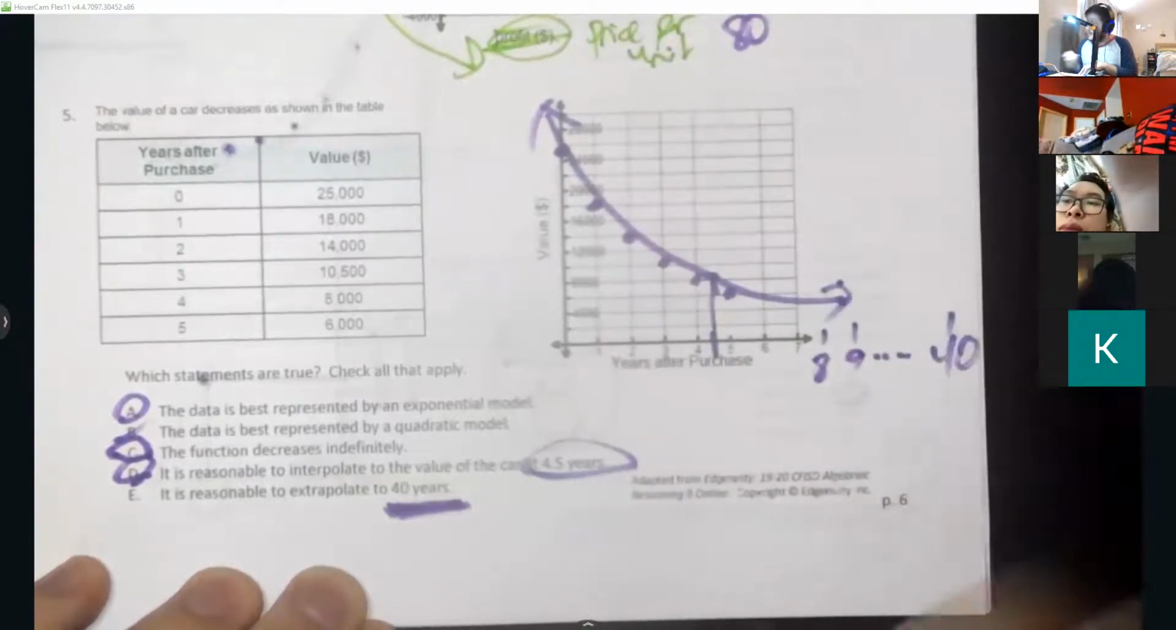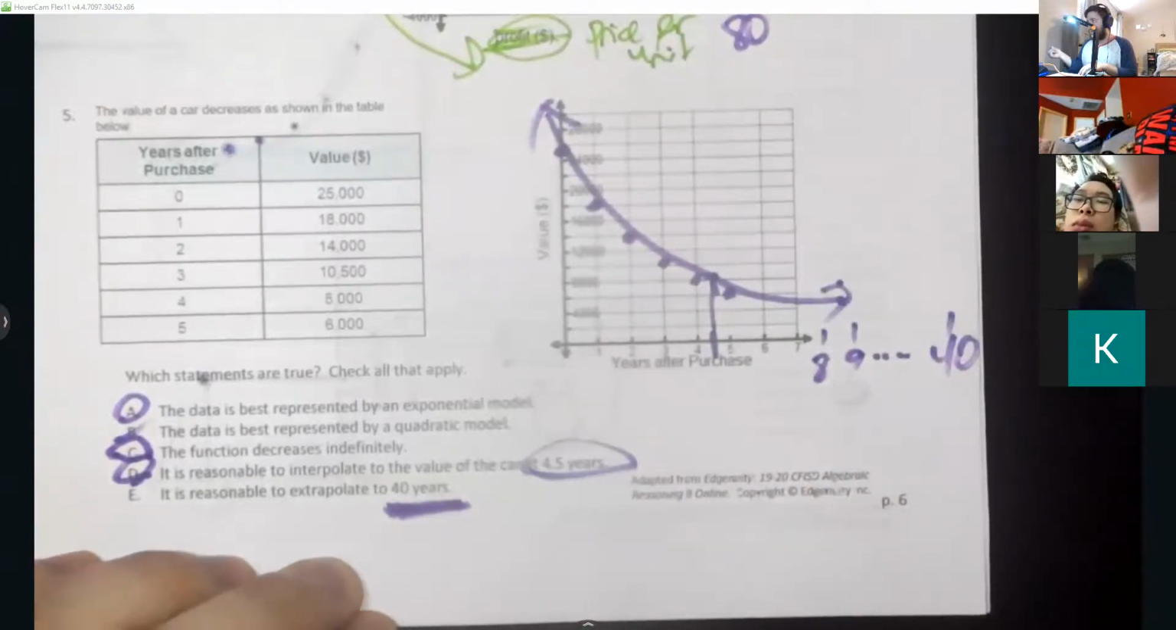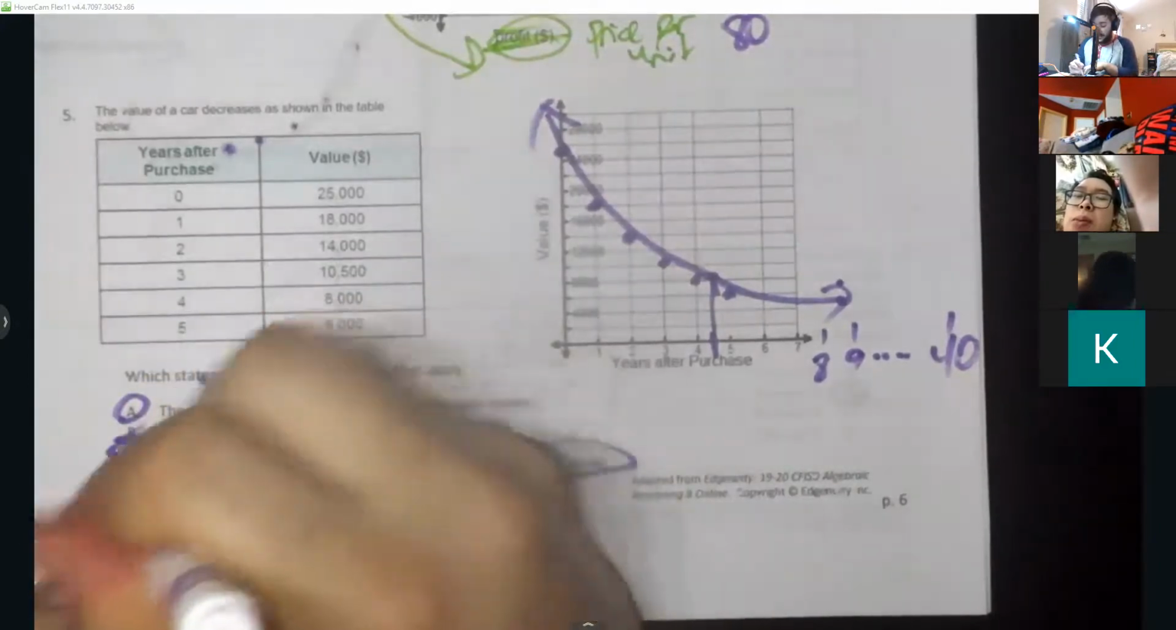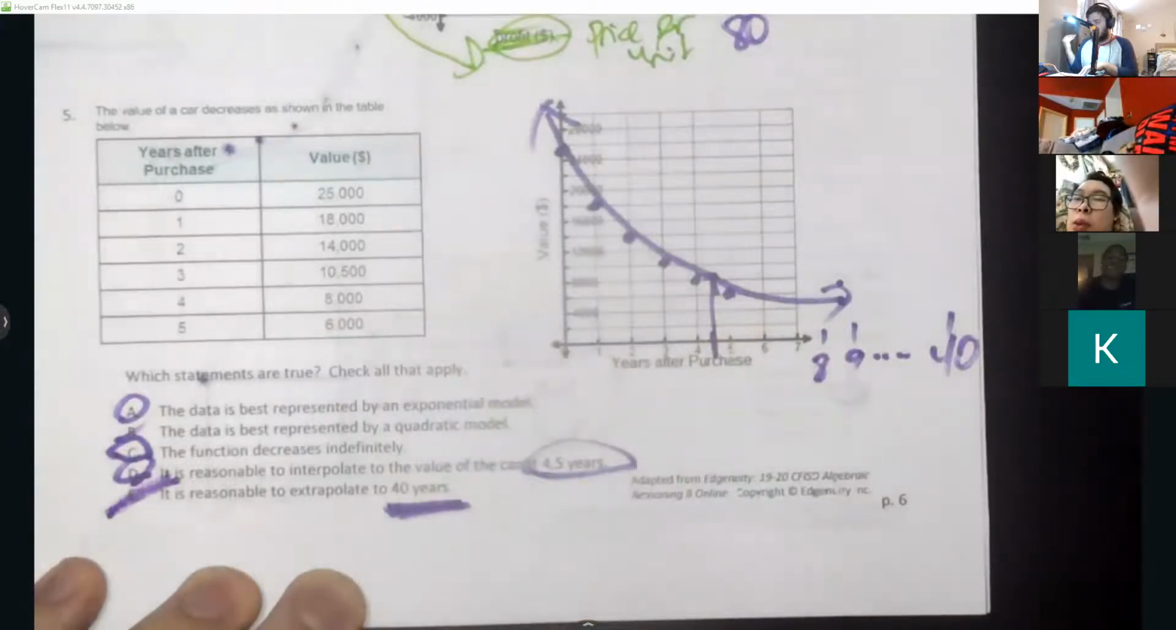All the way to 40? Do you think this model would be a good predictor at 40 years? No. I don't think so either. I agree with that, because 40 years, that's a long time.